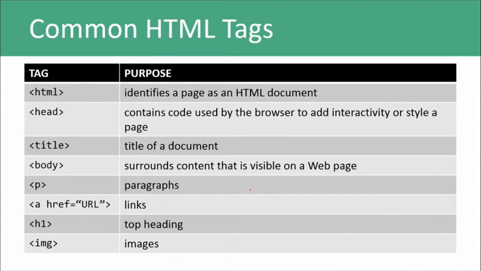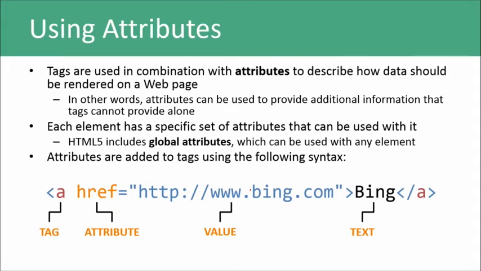All right, so let's talk about some of the common HTML tags that you may have just seen in our last example. You've got the HTML tag, which defines the document as an HTML document. We have our head, which contains code used by the browser. This is information that we would never see if we're taking a look at a web page. Next, we've got the body, and that's actually where the content that we see on a page is located. And then you've got things like paragraphs, links, headers, images, all sorts of good stuff there.